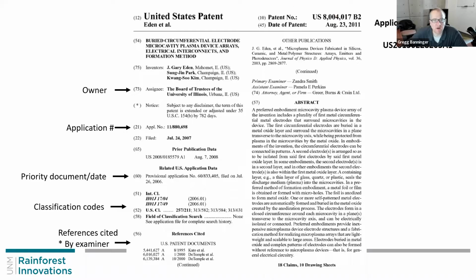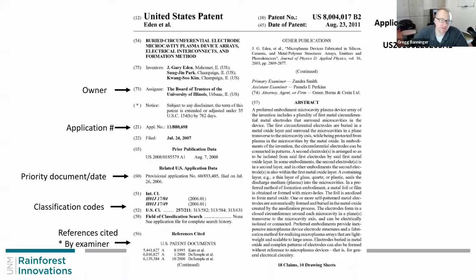If you see a publication number up here, or if you see a number like this, you'll know that it's a publication. So it's not necessarily an issued patent. And typically it'll be a number like US, the country, the year, and then a bunch of numbers that represent the publication number.